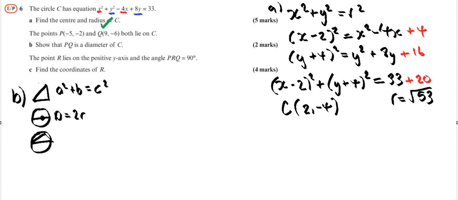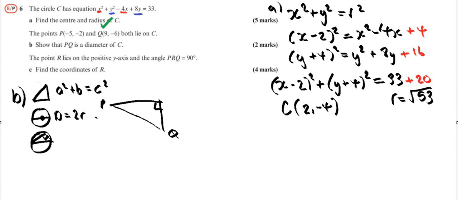I can show that that 90 degrees means that this is a diameter. Okay, so I'm going to take the easy one. I'm going to do the diameter as 2 times the radius. So the distance from P to Q. I'm going to draw a right angle triangle, and that's going to go from P to Q.